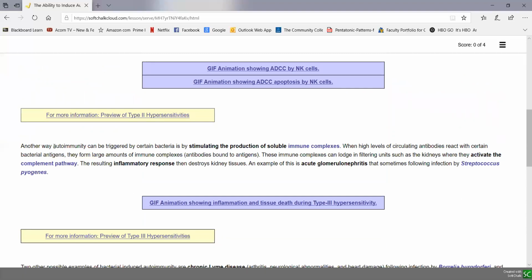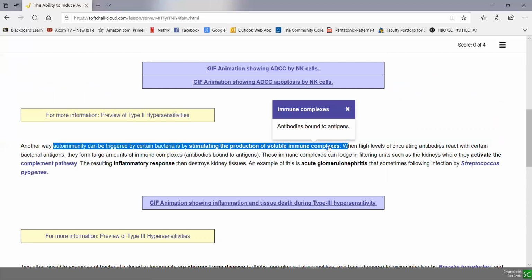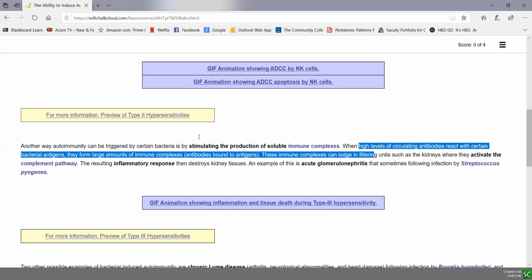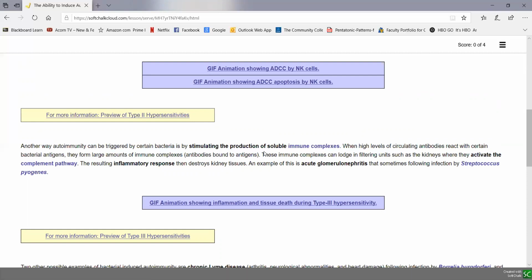Another way autoimmunity can be triggered is by stimulating the production of soluble immune complexes. Immune complexes are antibodies bound to antigens, but in this case, the antigen is a soluble molecule, and it binds to a soluble antibody, and the antigen-antibody complex remains soluble. So when high levels of circulating antibodies react with certain soluble bacterial antigens, they form large amounts of these immune complexes, and these immune complexes wind up lodging in filtering units such as the kidneys, where they activate the complement pathways.